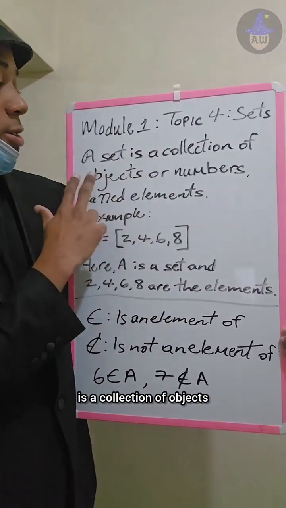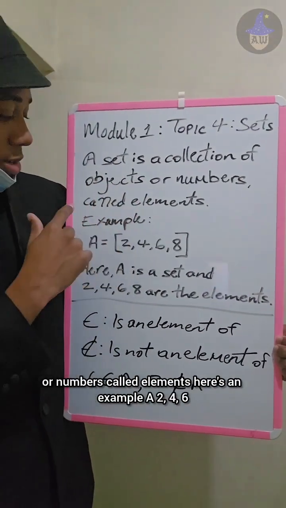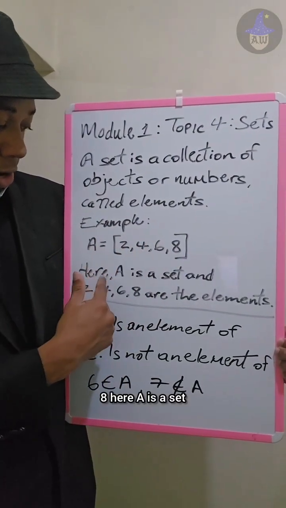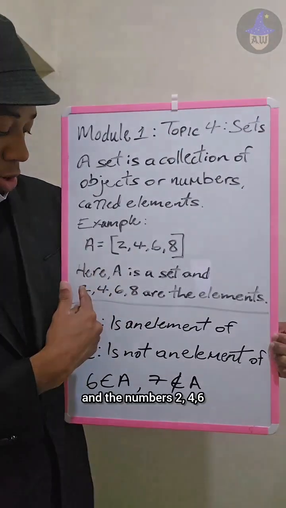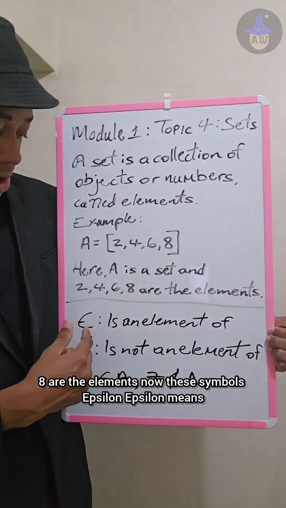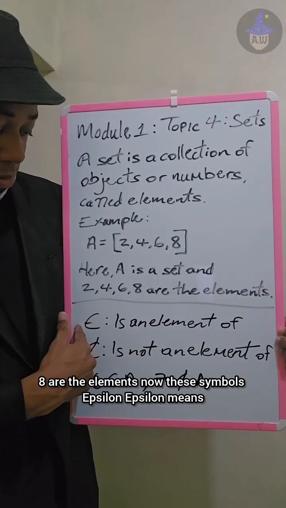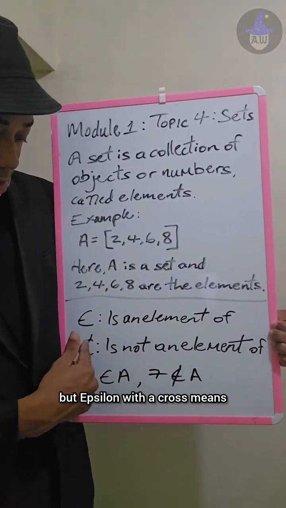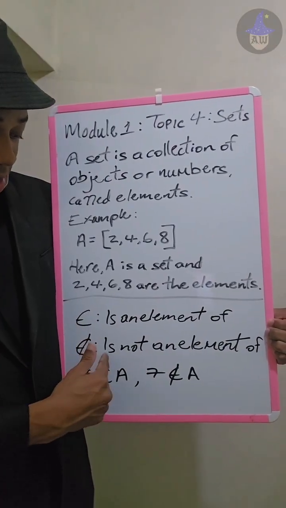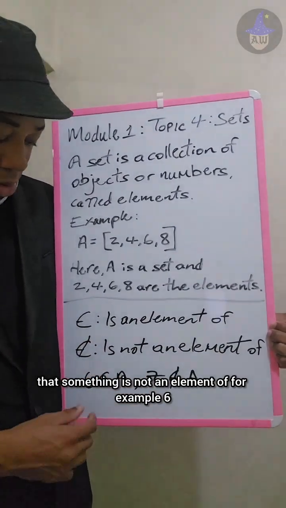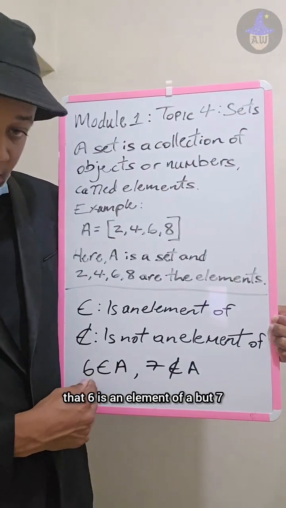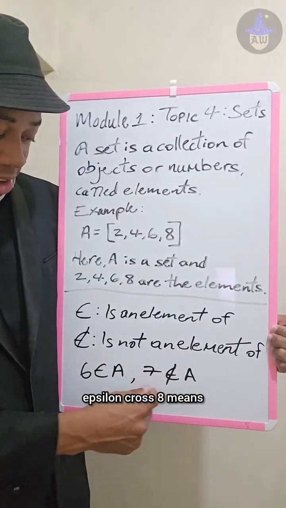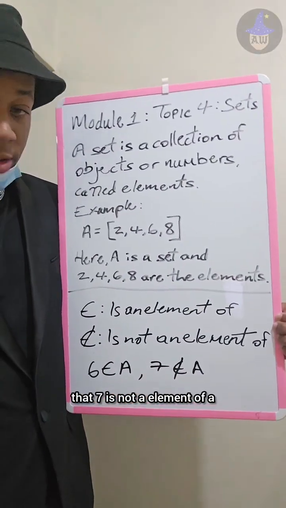Now this is topic 4, module 1, sets. A set is a collection of objects or numbers called elements. Here's an example: A = {2, 4, 6, 8}. Here, A is a set, and the numbers 2, 4, 6, 8 are the elements. Now these symbols: epsilon means that something is an element of, but epsilon with a cross means that something is not an element of. For example, 6 ∈ A means that 6 is an element of A, but 7 ∉ A means that 7 is not an element of A.